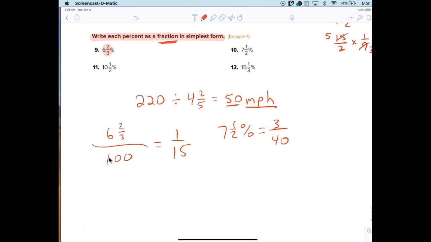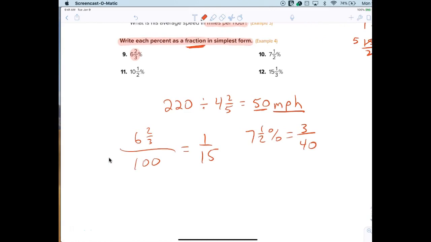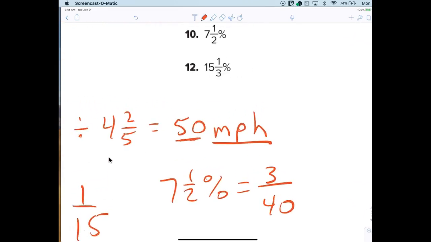Kiara is up. She is telling me what 10.5% is the same as. Shh, don't help her. 21/200. Does anybody agree with that? Everybody happy with that? All right. So who else has spoken? CC, you're up. Tell me about 15 1/3%. 23/150. All right, is everybody happy with that?